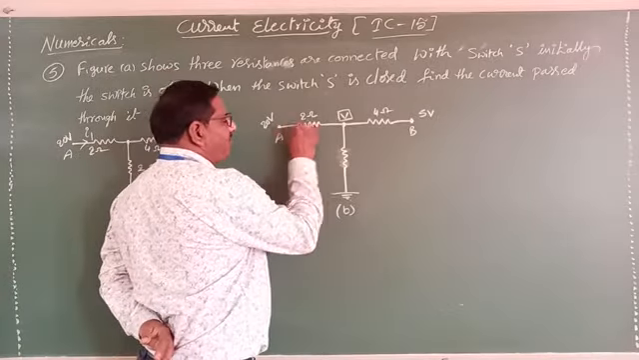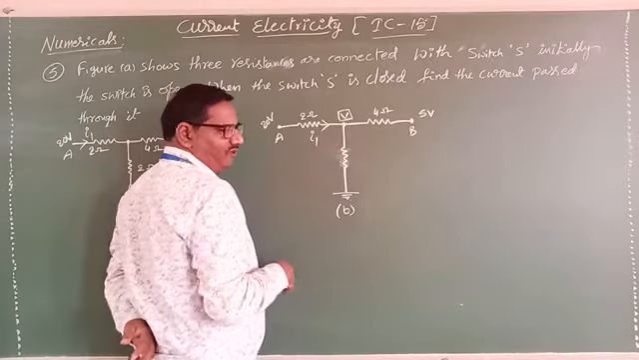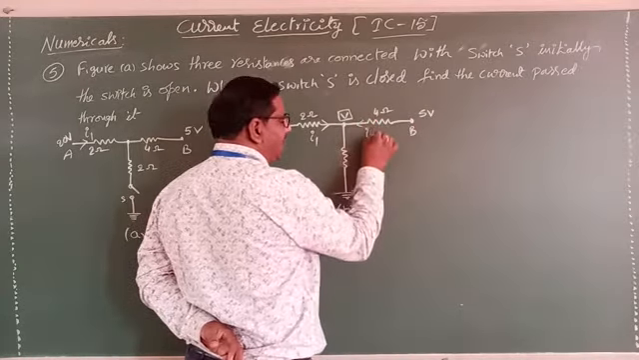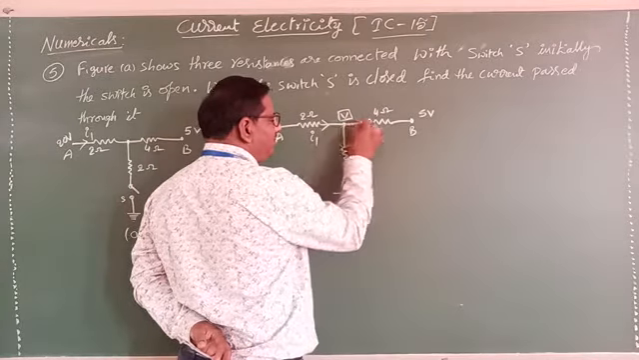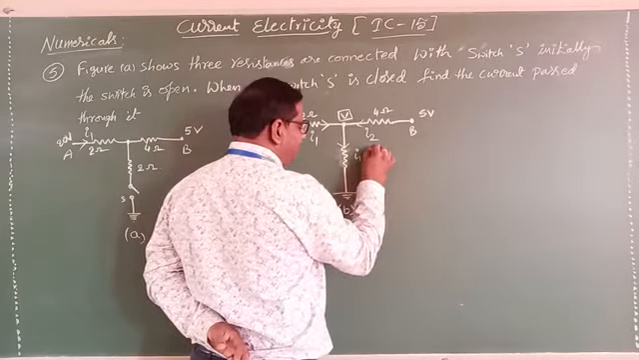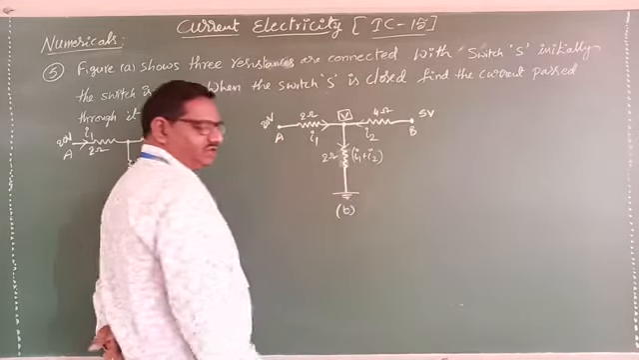Here from this point to here, the first current will pass, we will treat it as I1, and here the current will pass as I2. Now both will meet at this point and come as I1 plus I2. Okay, this is a 2 ohm resistor.